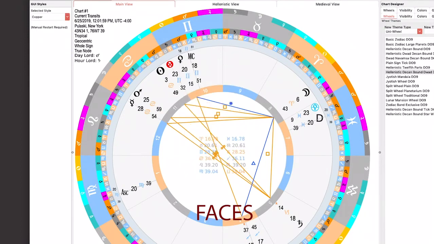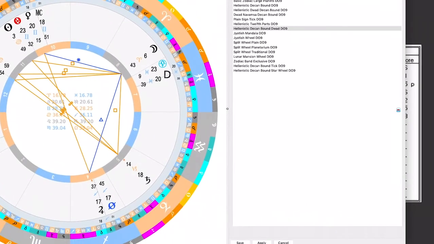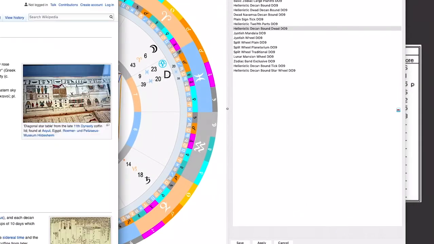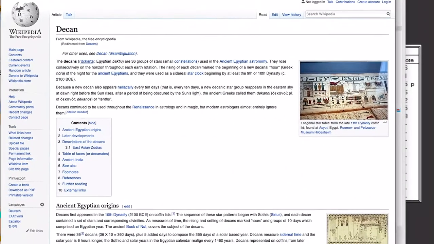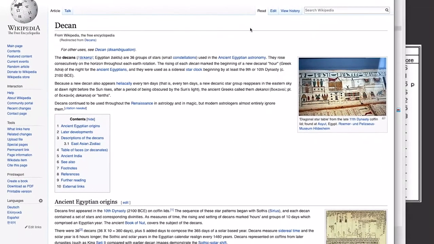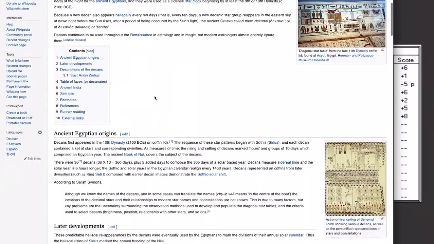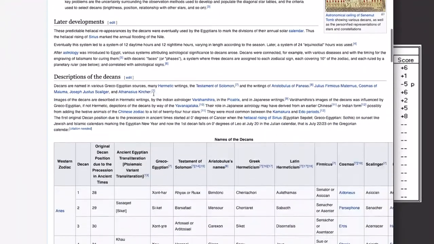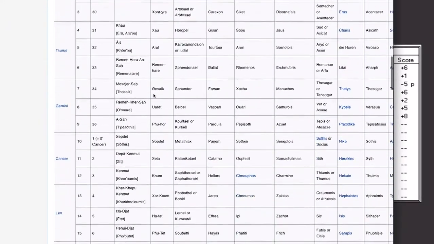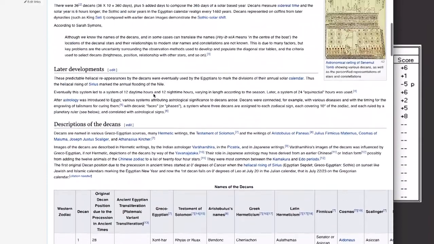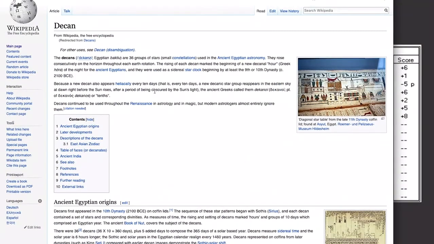And if you want to know more, for example, about that, we can go back to the wonderful Wikipedia, and we can see all sorts of great information, as always, on Wikipedia. So you can read all about the deacons or the decans and face right here, all sorts of good stuff.